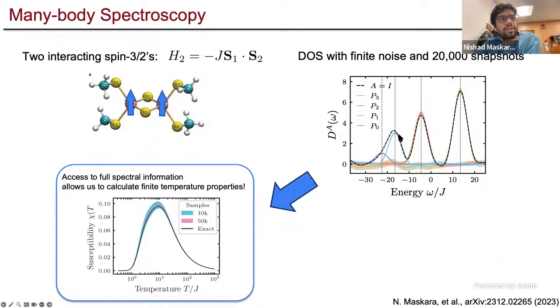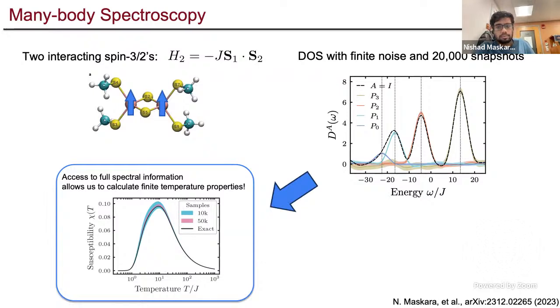Now, once you have a nicely resolved spectrum, you can also compute many other things from it just by, again, changing your classical post-processing. So, for example, you can very readily compute something like finite temperature susceptibility by taking this resolved spectrum and weighting different eigenstates based on their energies.